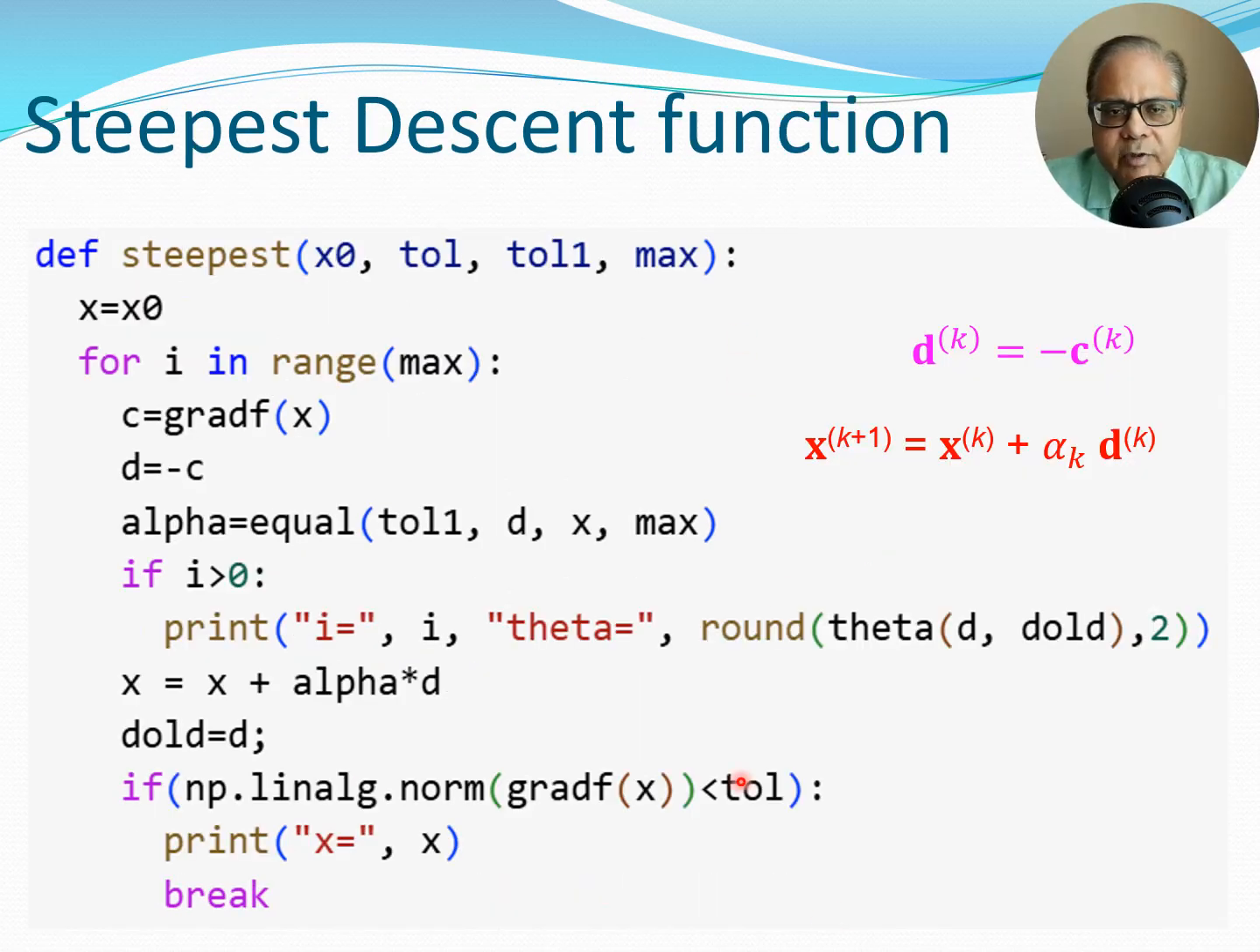So now as far as steepest descent is concerned, it is slightly simpler. Here I don't need to bother about the d direction so much. So I simply set d as minus c. I call the 1D search, and again I'm printing out the theta value, that is theta between d and d old, or dk and dk minus 1. And again I'm checking for the norm here. If the problem has converged, I'm printing out the current design vector.